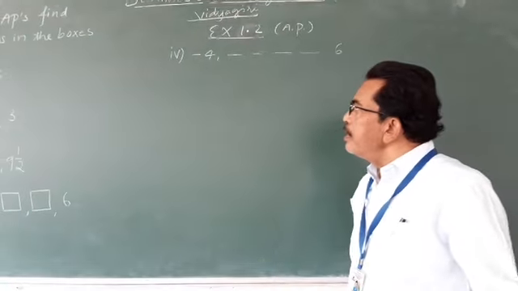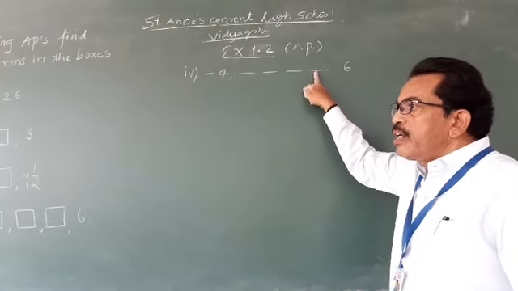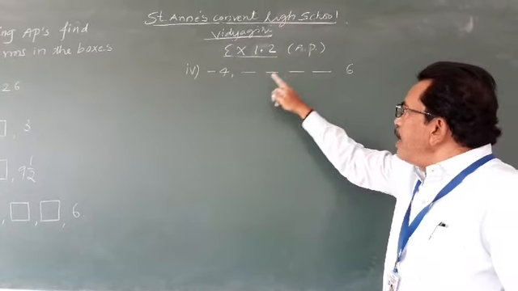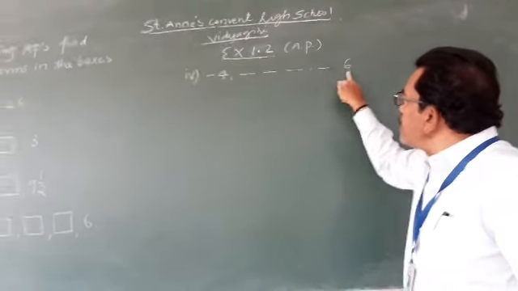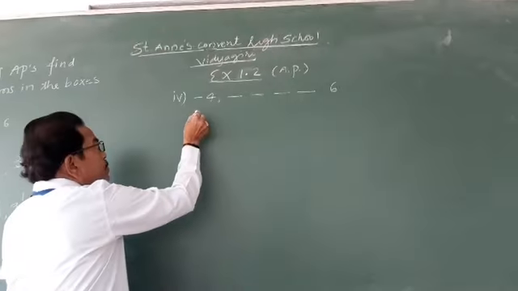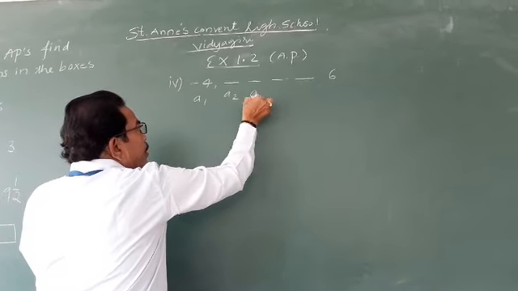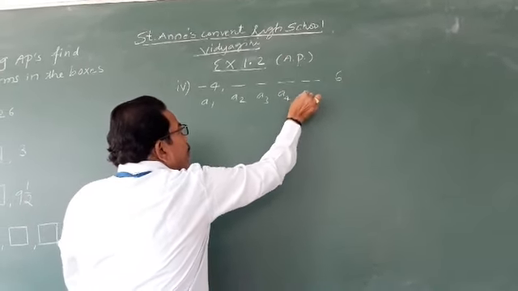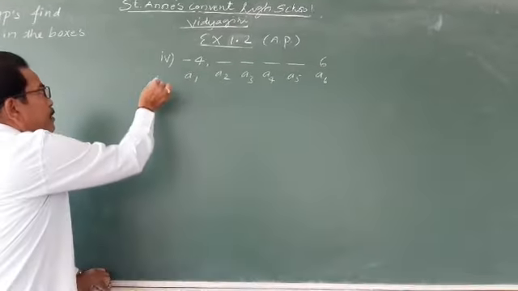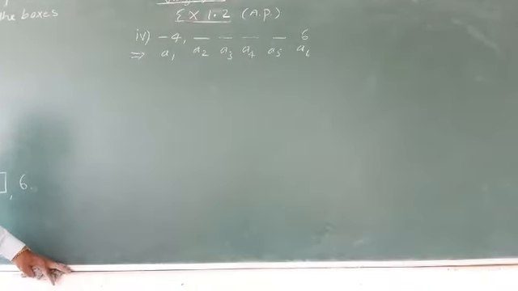Okay, fourth one. See, 1, 2, 3, 4. 4 terms we have to find in this AP. The first term is given and 1, 2, 3, 4, 5, 6, sixth term is given. So let us consider these terms as A1, A2, A3, A4, A5, A6.